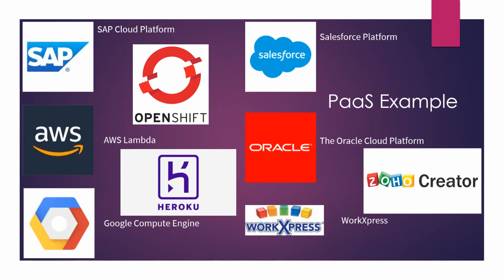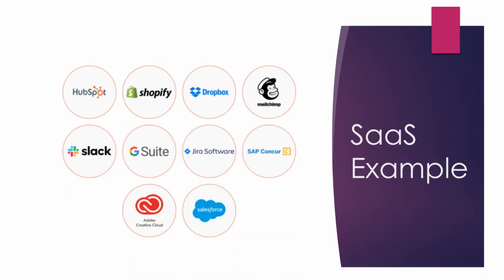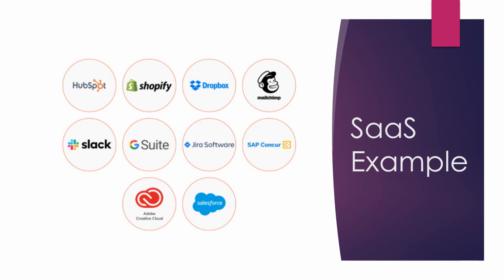Now let's talk about some PaaS examples. Salesforce is offering a platform. Oracle is also offering a platform. Then you have AWS Lambda, Google Compute Engine, Work Express, and there are many more. Now let's talk about the SaaS examples. It is Dropbox, Jira, SAP, Salesforce, and many more.